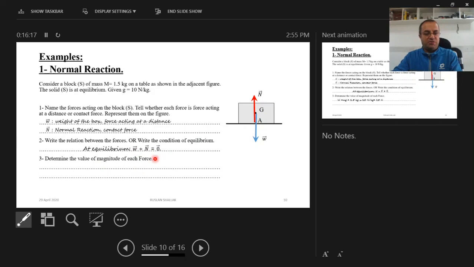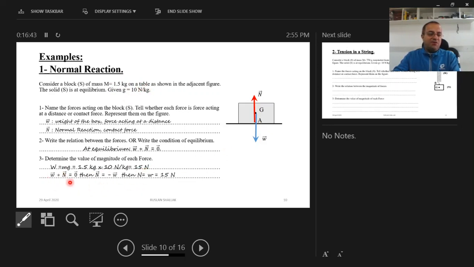Determine the value of the magnitude of each force. So here we say that W force equals minus N force, and in magnitude W equals N, as you will see here. First, we calculate the weight. Weight equals mass times gravity, which is 1.5 kilograms times 10 Newton per kilogram, equals 15 Newton. And since we have W plus N equals 0 vector and N equals minus W, then in magnitude N equals W equals 15 Newton.